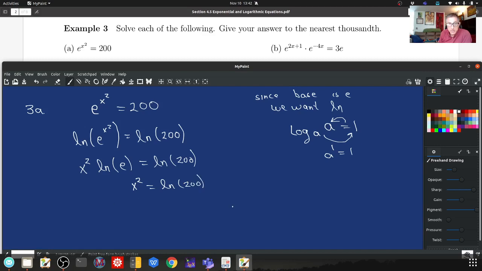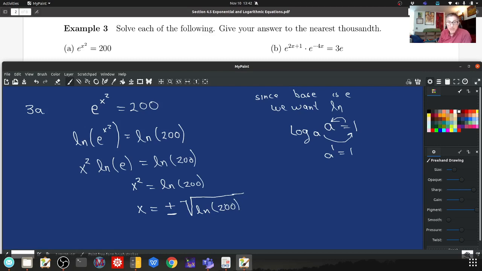So now by using the square root property, I take the square root of both sides. So x is equal to plus or minus the square root of the log of 200.